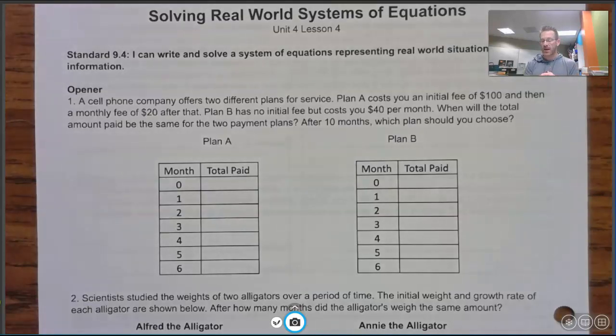So we're going to actually do the opener in two parts. There are two problems to the opener. I want you to do problem one. Pause the video, do problem one, and then let's discuss it. Then I want you to do problem two.